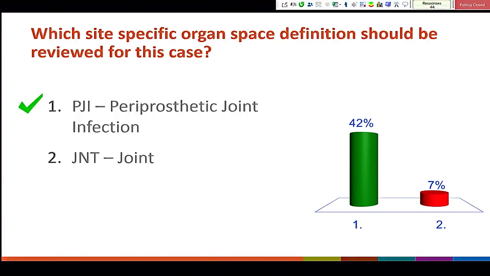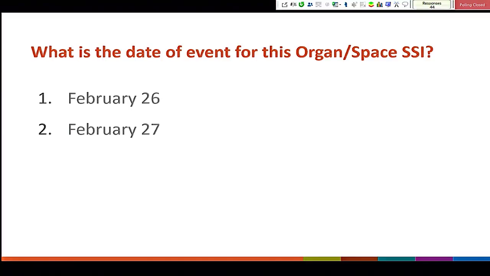Great job. Periprosthetic joint infection, because PJI can only be used following an H-Pro or K-Pro. You wouldn't refer to joint, and even if you try to enter the joint into an application, it's going to spit it out and say that this doesn't make sense. So if you have an H-Pro or a K-Pro and develop an organ space SSI following that procedure type, you would refer to a PJI here and not joint. Also, bone is an option following an H-Pro or K-Pro, but in this case, it's a teaching point because people try to apply joint. And what is the date of event for this organ space SSI?